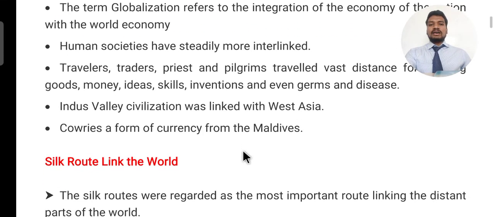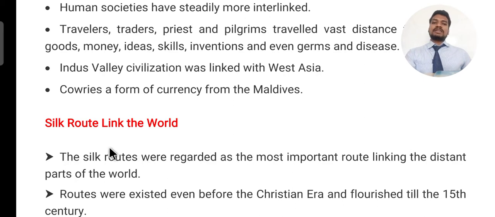So under this, we'll discuss the first important international link, the international highway, we can call it the first international highway. It's the Silk Route. The Silk Route is an international super highway. This Silk Route is on land, it's a land route.